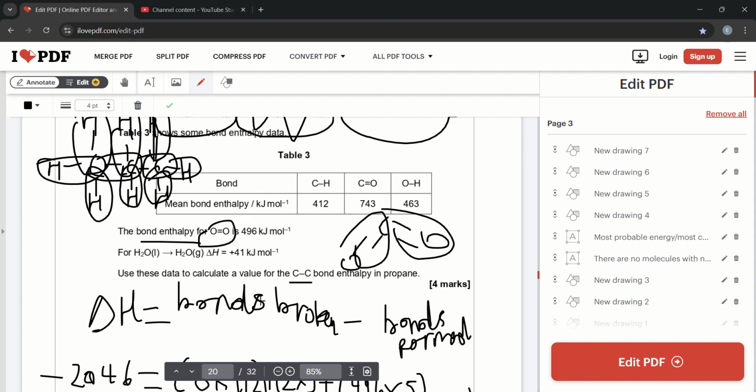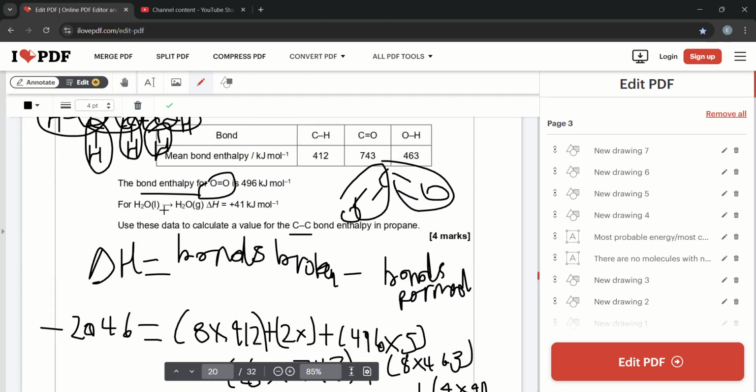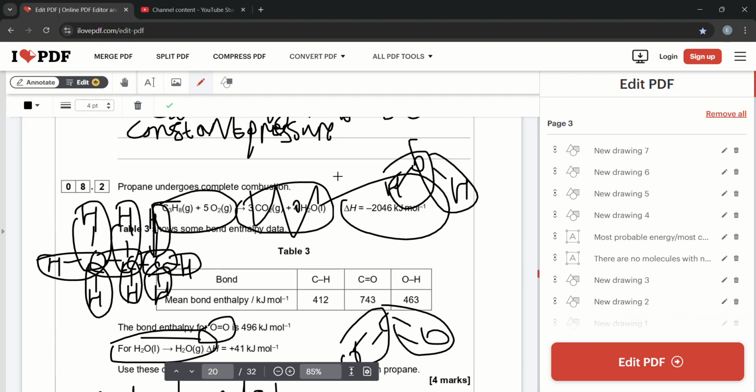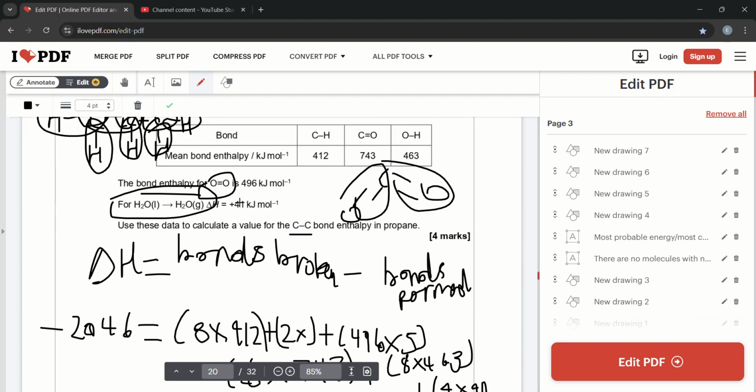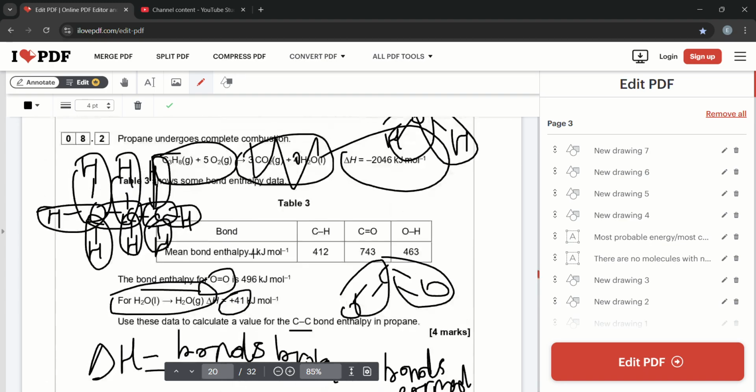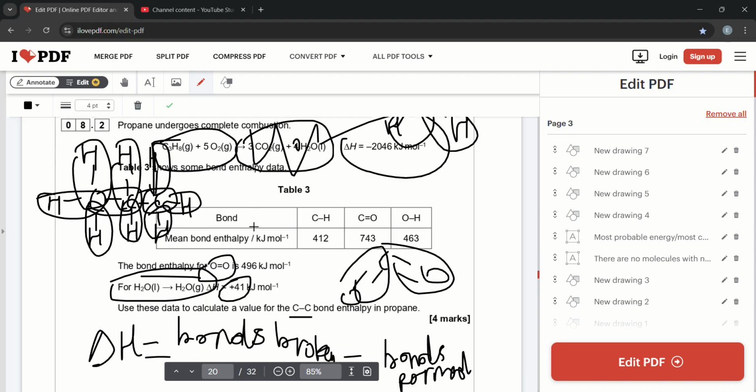Knowing the equation, delta H equals bonds broken minus bonds formed, you require energy to break bonds, hence you release energy when new bonds are formed. Also, we want water in the gaseous state, so we've got 4 moles of that, so we need to multiply by 4 times 41. And then just drawing the molecules out so we can see how many bonds we're working with.